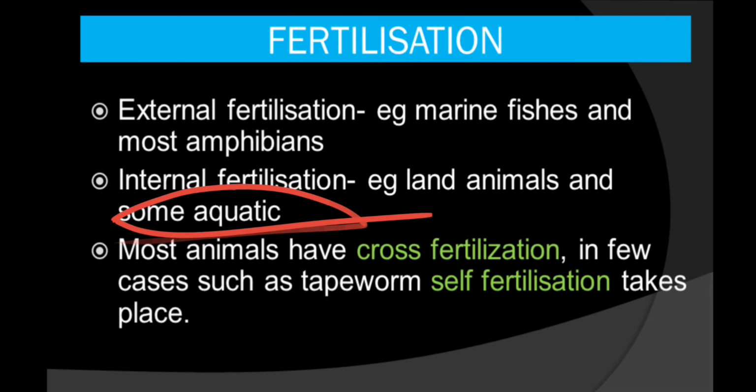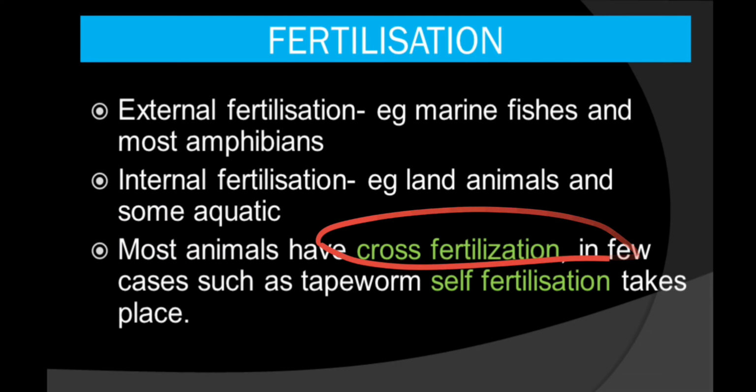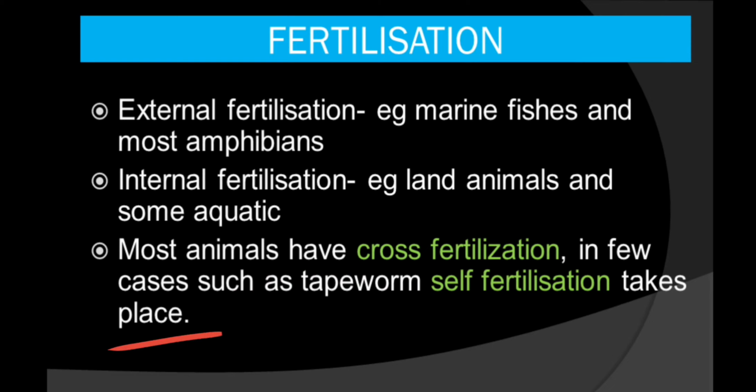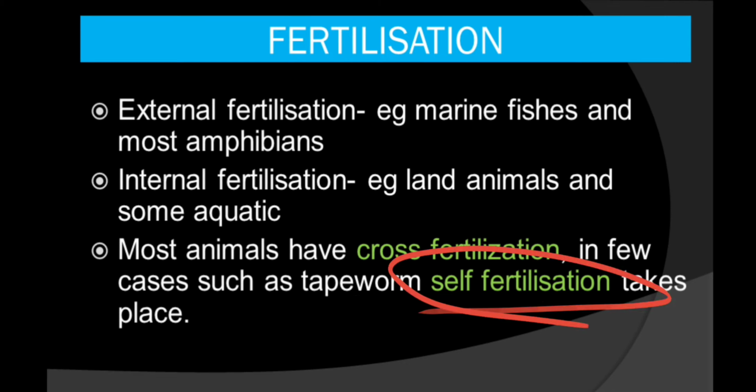Now, most animals have cross fertilization, but in a few cases, such as in tapeworm, self-fertilization takes place. Male and female gametes are produced in the same body, they fuse and form the zygote. So in tapeworm you will observe self-fertilization, but mostly cross-fertilization takes place. In earthworm also, you know that earthworm is a hermaphrodite. Both male and female organs are present in the same body. Still in the earthworm, cross fertilization takes place. Right guys? Now move on to the next one.